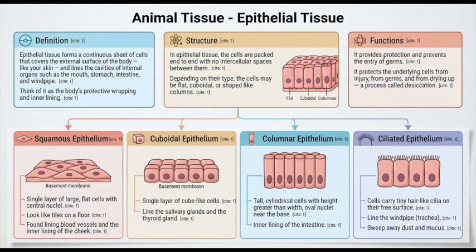Columnar, these are tall cylindrical cells whose height is greater than their width, with oval nuclei near the base. The inner lining of the intestine is a good example. Ciliated. These cells carry tiny hair-like cilia on their free surface. An example is the windpipe, the trachea, which is internally lined with ciliated epithelial cells that sweep away dust and mucus.